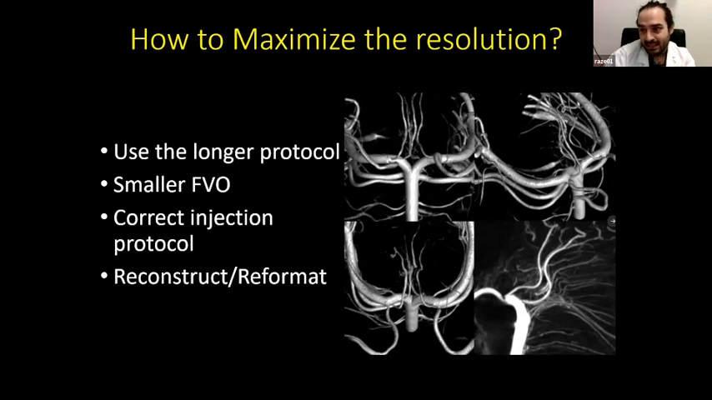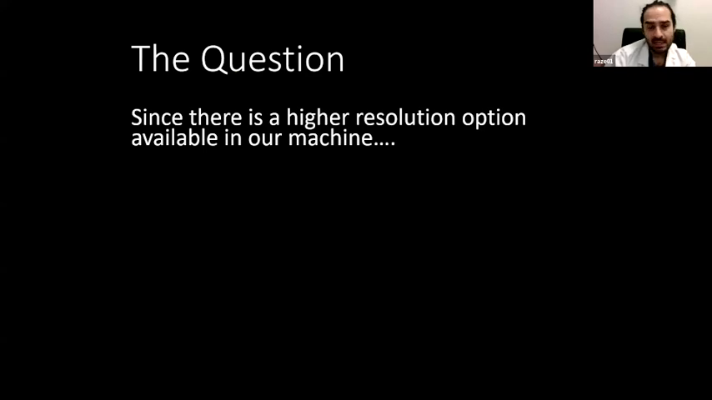To obtain these images, you don't need an ultra new machine, even a last-generation one. Actually, this is from an older generation machine. But this option is available in essentially all of our machines.